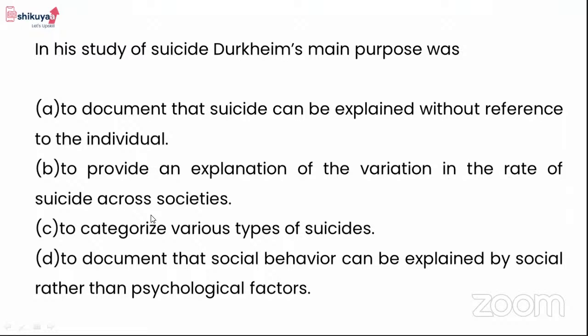All right, come on. To document that suicide can be explained without reference to the individual, that is what this passage's main purpose is about. To provide an explanation of the variation in the rate of suicide across societies, not at all. Is that the main purpose of the passage? No. To categorize various types of suicide, is the passage's intention to show a variety of suicides? Not at all. To document that social behavior can be explained by social rather than psychological factors. Is that what this passage is all about, or what the sociologist is trying to tell us? What would be your answer? Come on.